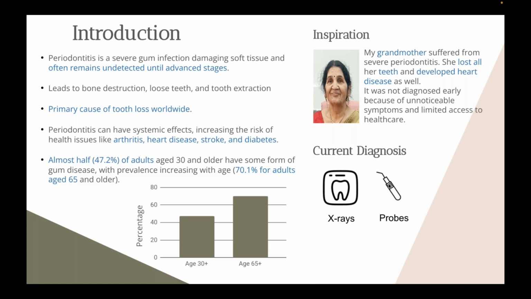It's the primary cause of tooth loss worldwide, and it can also have systemic effects such as increased risks of heart issues like arthritis, heart disease, stroke, and even diabetes. This also isn't a very small problem. In fact, almost half the adults aged 30 and older have some sort of this gum disease, with prevalence increasing with age, around 70.1% for adults 65 and older.